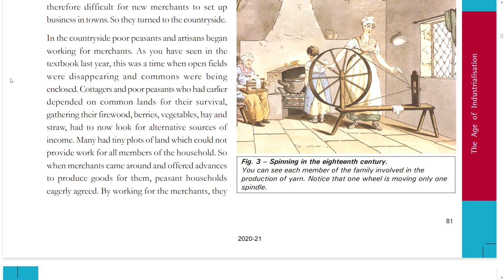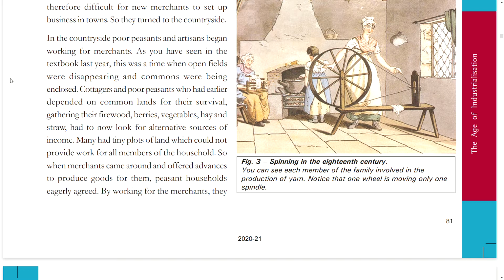As you have seen in the textbook last year, this was a time when open fields were disappearing and commons were being enclosed. Cottagers and poor peasants who had earlier depended on common lands for their survival, gathering their firewood, berries, vegetables, hay, and straw, had to now look for alternative sources of income. Many had tiny plots of land which could not provide work for all members of the household. So, when merchants came around and offered advances to produce goods for them, peasants' households eagerly agreed.